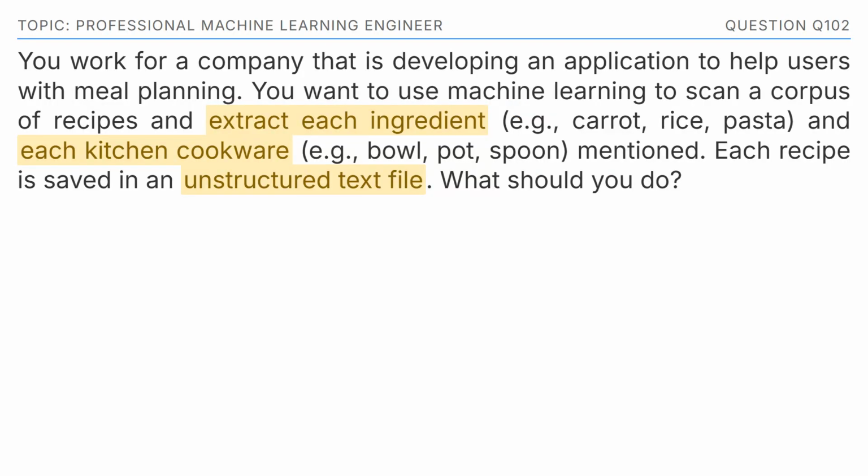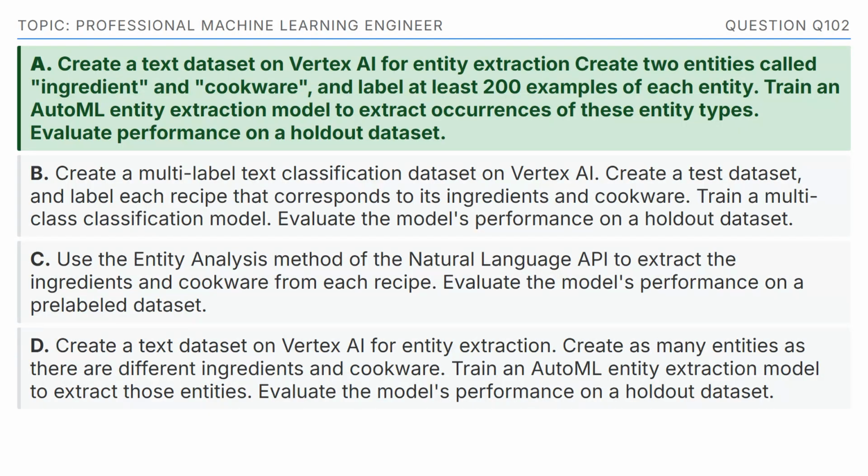To arrive at the correct answer, we focus on the keywords: extract each ingredient, each kitchen cookware, unstructured text file. The correct answer is option A. Create a text dataset on Vertex AI for entity extraction. Create two entities called ingredient and cookware, and label at least 200 examples of each entity. Train an AutoML entity extraction model to extract occurrences of these entity types. Evaluate performance on a holdout dataset.